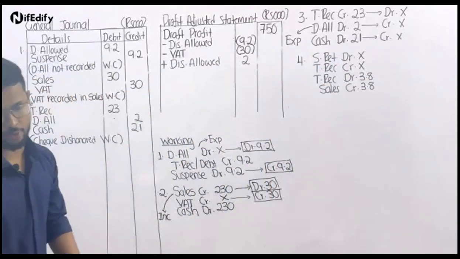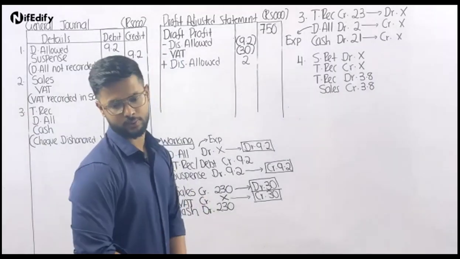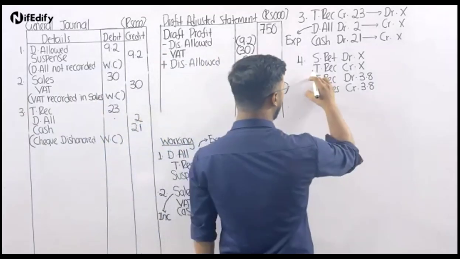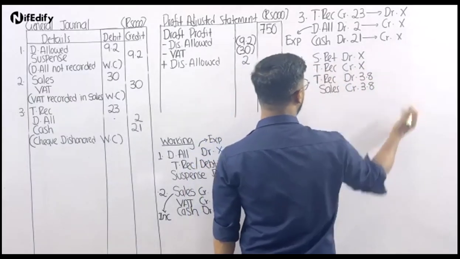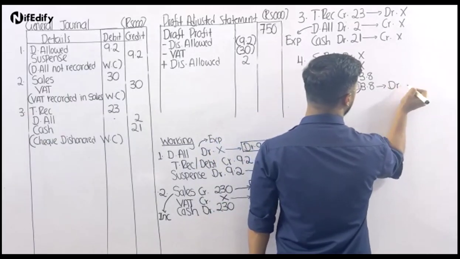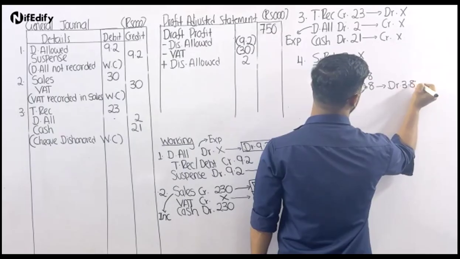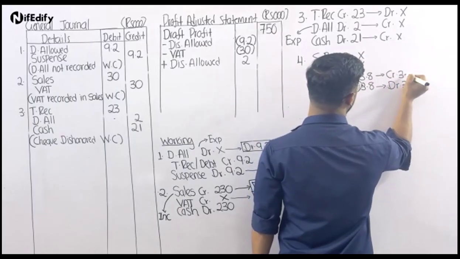Sorry, not 3,008, 3,800, 3.8. Now what do you need to do? You need to reverse this entry and you need to make the entry here. So to reverse it, sales account debit 3.8, trade receivable account credit 3.8.